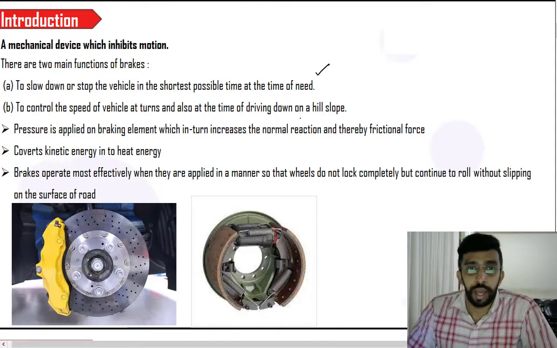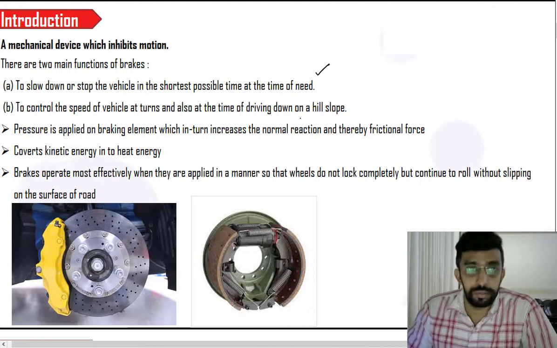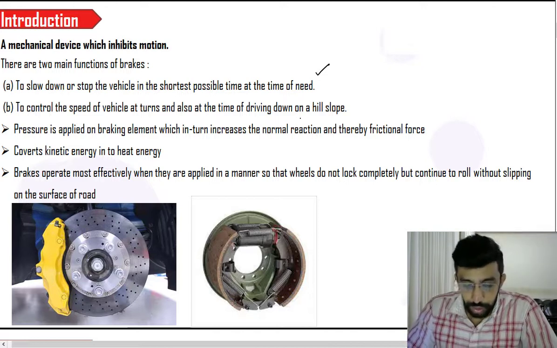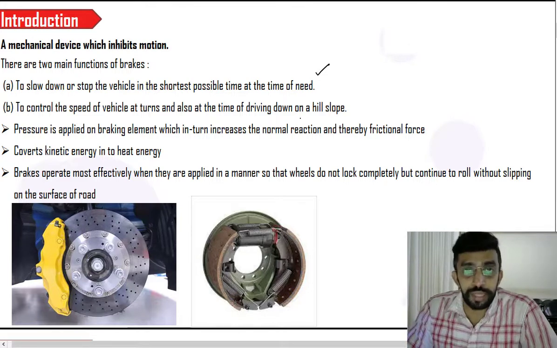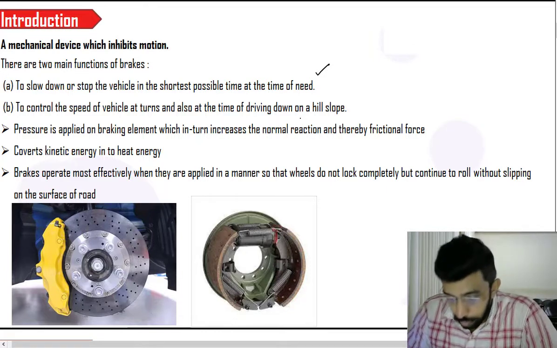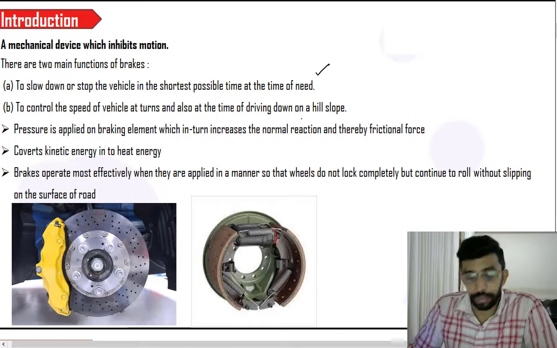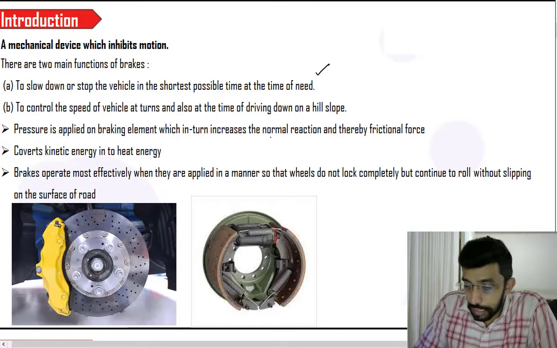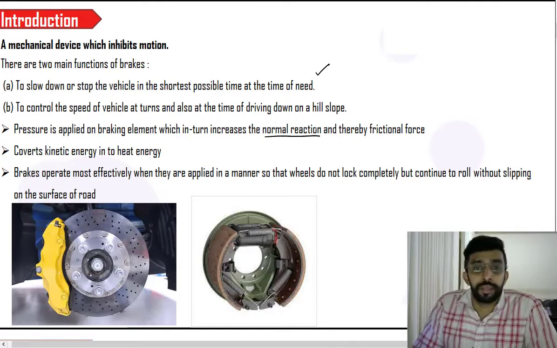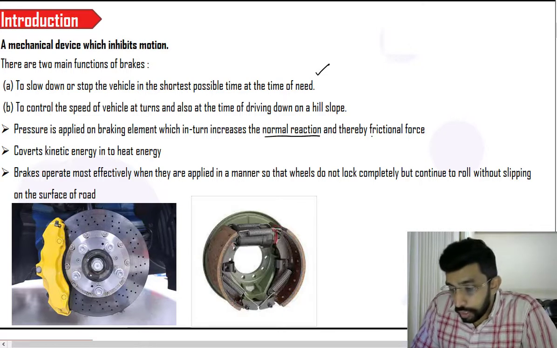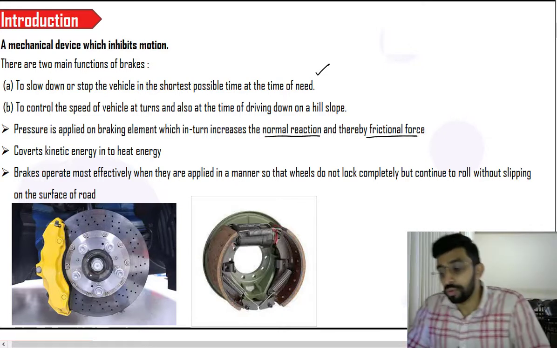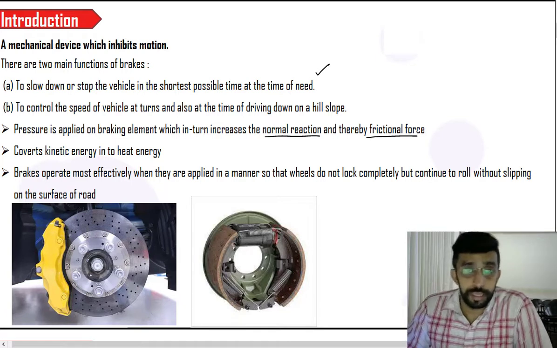Now, how does the mechanism work? The answer is a very simple sentence. By applying some amount of pressure on the braking element, it increases the normal reaction and thereby the frictional force. That's how the braking action takes place.